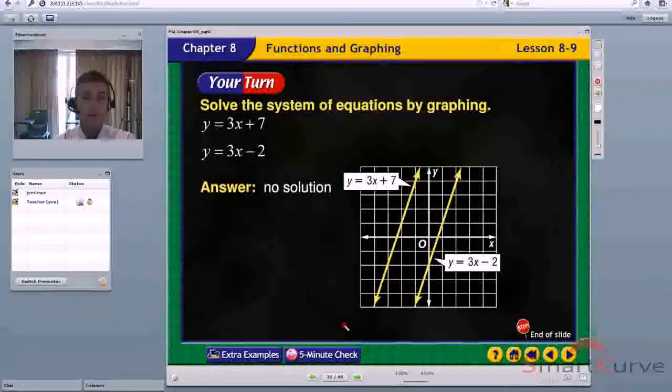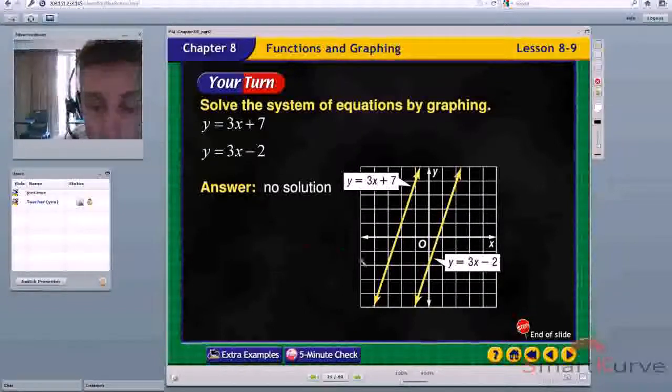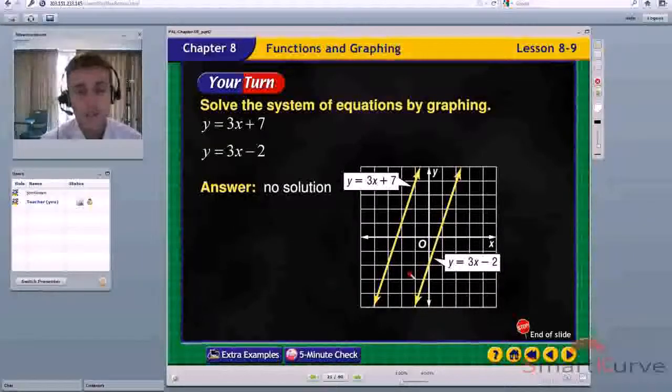Solve the system of equations by graphing. Y equals 3x plus 7, y equals 3x minus 2. Again, we plot these lines. The first one has a y-intercept of 7. The second one has a y-intercept of -2. The slope is 3/1. They again are parallel lines. They will have no point of intersection.